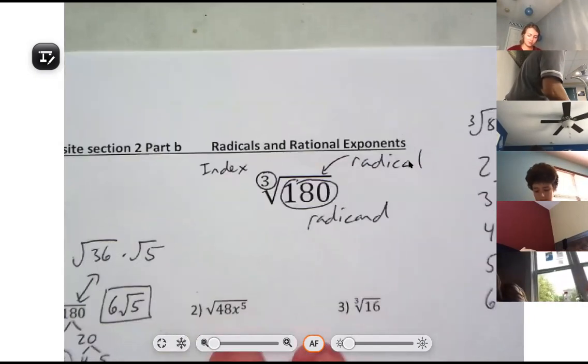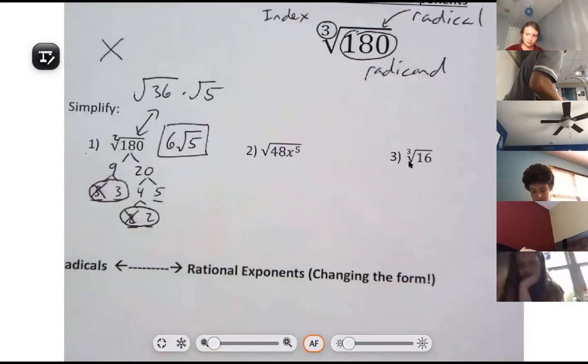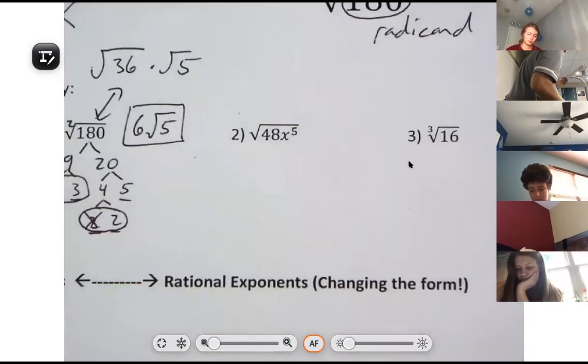All right, number 2. So we add a variable in here. We have the square root of 48, x to the fifth.